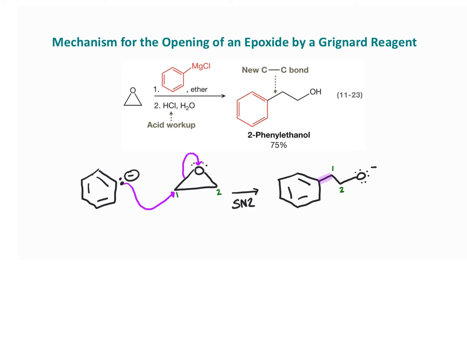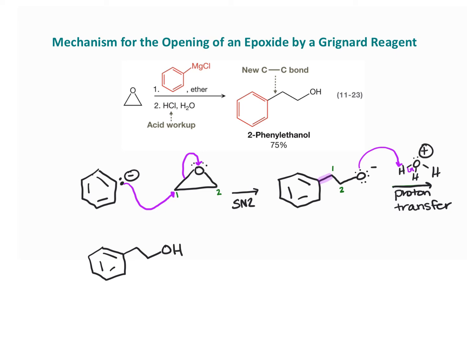Now, we can't have a charged species hanging out. So we notice we have step 2, that's an acid workup. And so we're going to have a proton transfer. And we're just going to show our generic acid as H3O+. Where those come in, they grab that, and those go back there. And now we have our alcohol functional group. We have synthesized here 2-phenylethanol.